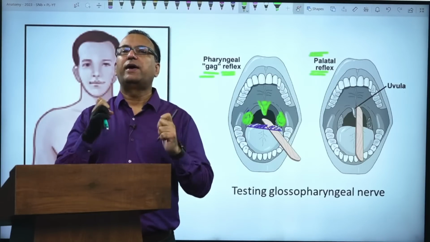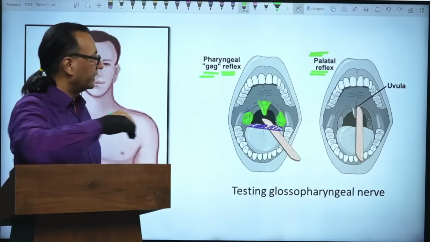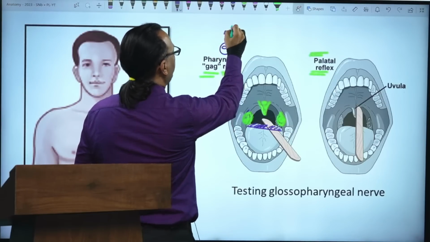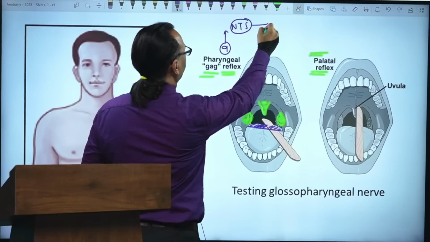Muscles of palate, pharynx, and larynx. There will be sudden spasm. So what is the pathway? Pathway is: you have activated the ninth nerve. It will activate the nucleus tractus solitarius.